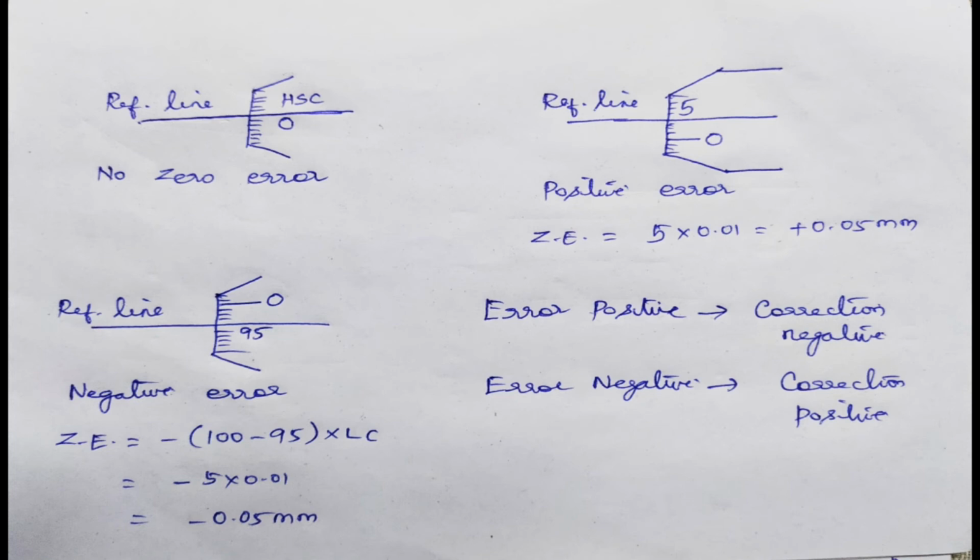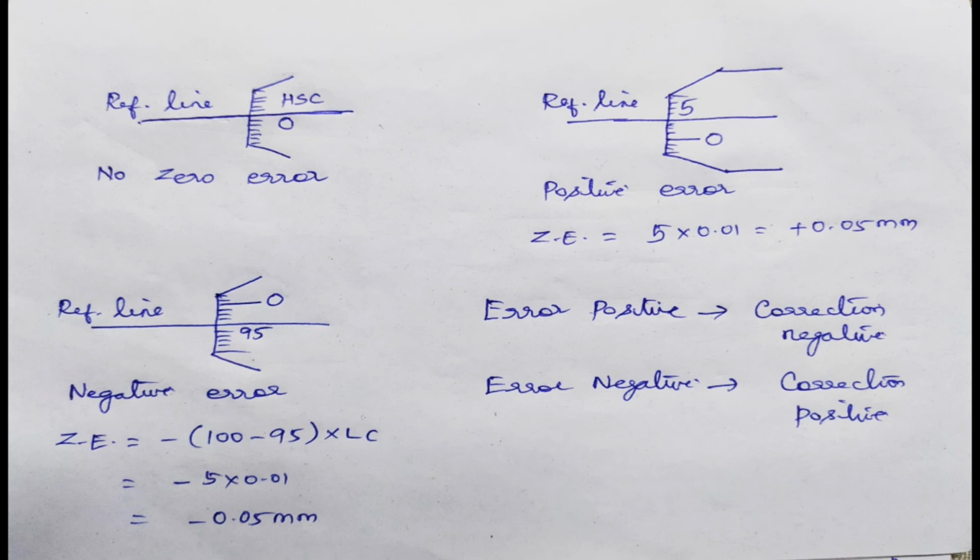Or on the other hand, if zero of the head scale lies below the reference line, the error is positive. So in this case, I have to write the zero error as zero error is equal to the value coinciding with the reference line into least count. For example, if 3 coincides with the reference line, then the error is equal to 3 into 0.01 is equal to plus 0.03 millimeter. So I can have three possibilities.